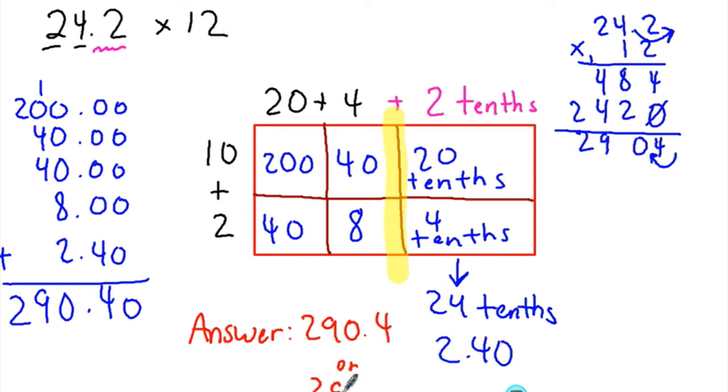So always think of it as that. 4 dimes versus 40 cents. Is it the same? Yeah, it is.